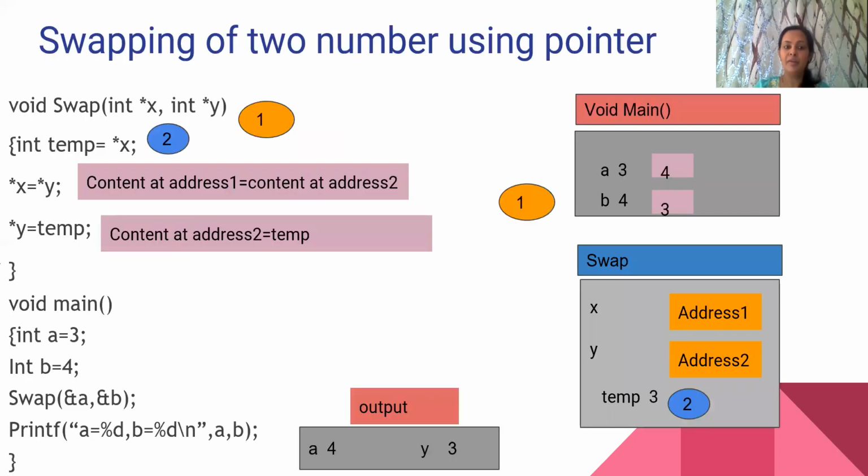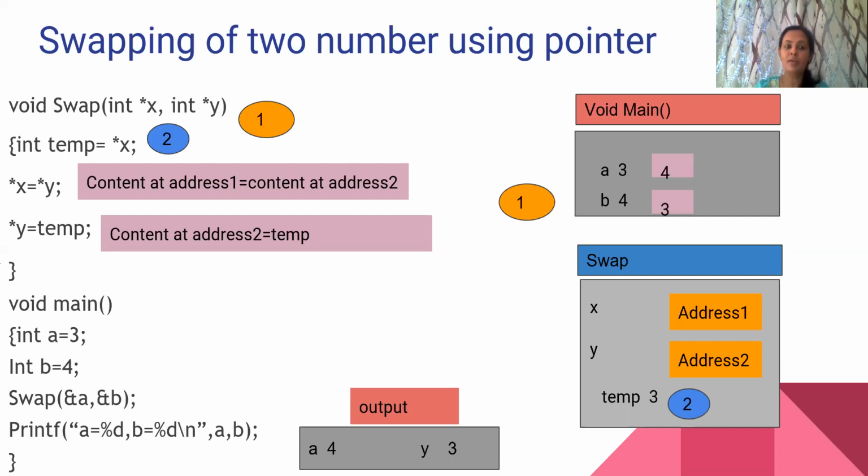Now when I call a function swap, it is the same function we have seen in the earlier slide. The only difference is that the function swap is called with the address of a and the address of b. The same main is here. We have a equals 3 and b equals 4. Now assume that a is created at address 3000 and b is created at address 4000. So here I am passing swap 3000 and 4000.